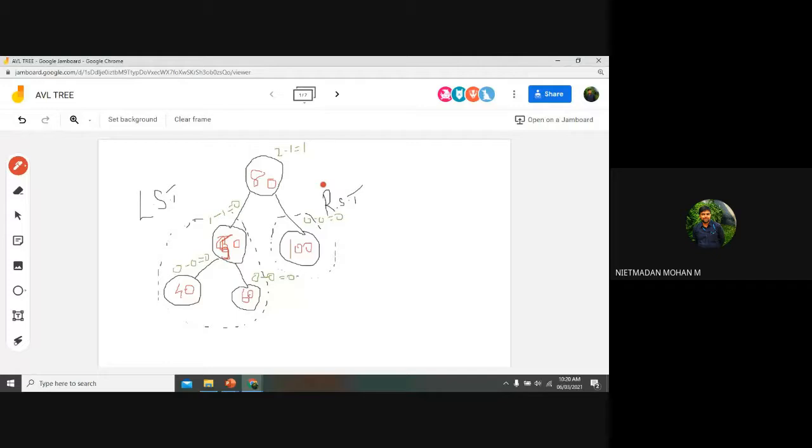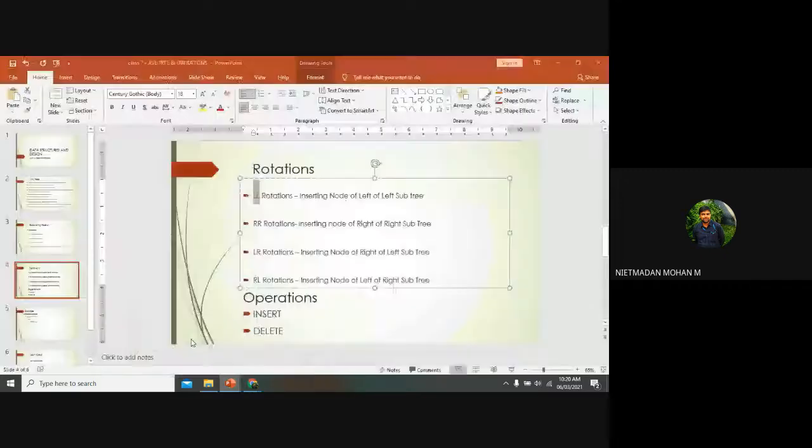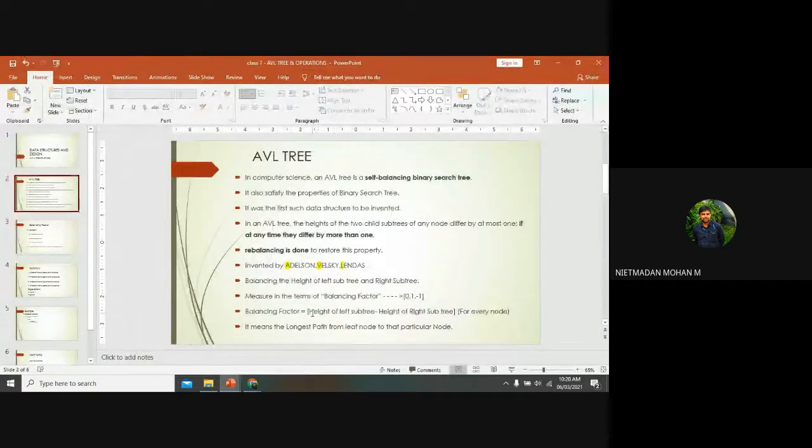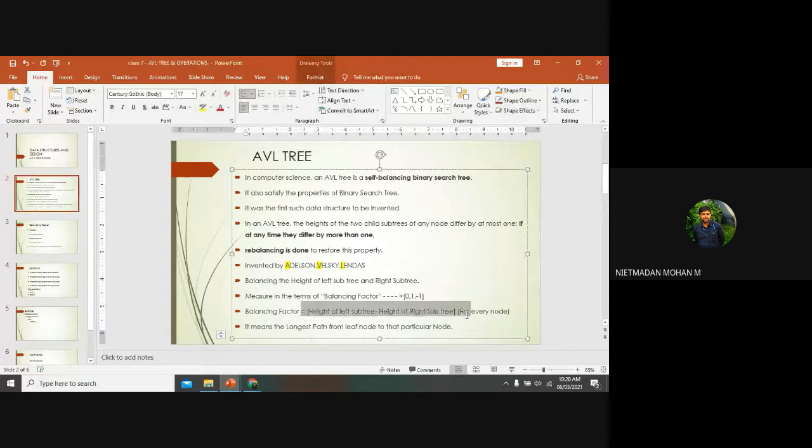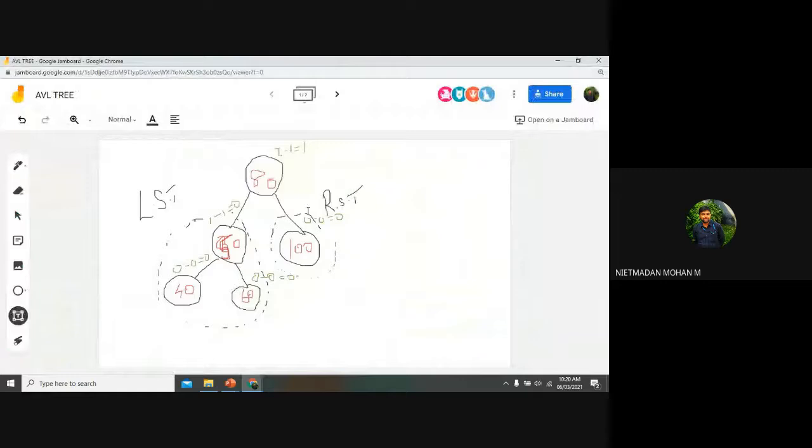Yes, sir. So first you want to satisfy the condition of the binary tree, and after that we want to find the balancing factor of each and every node. That means we check from the root node. So what is the balancing factor formula? It is the height of the left subtree minus the height of the right subtree. That is the balancing factor formula, and you find it for every node.